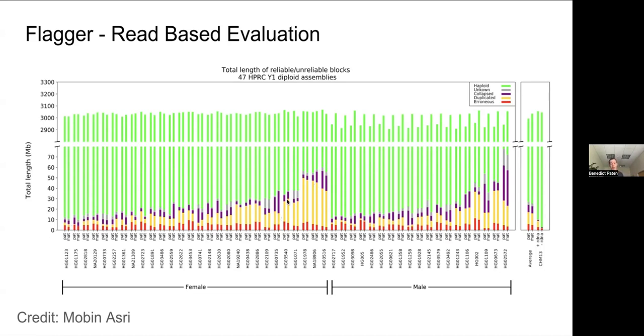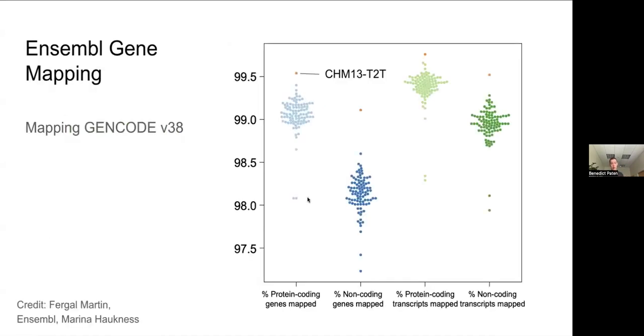But in general, we can say that our assemblies were very, very reliable versus anything that people had achieved prior to this point.